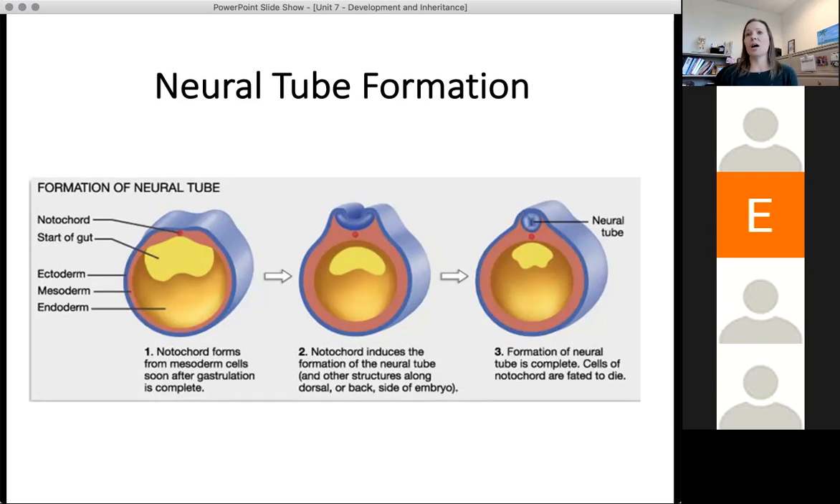If the neural tube doesn't develop properly, that causes a neural tube defect. And some of these include spina bifida and anencephaly, which you may have heard of. Spina bifida typically is not fatal, but anencephaly is. Okay, so that's all during week 3 of development.